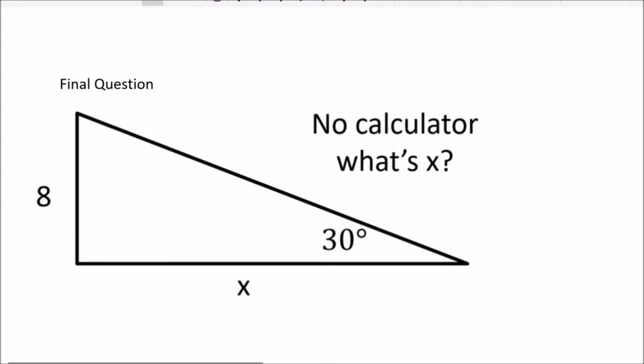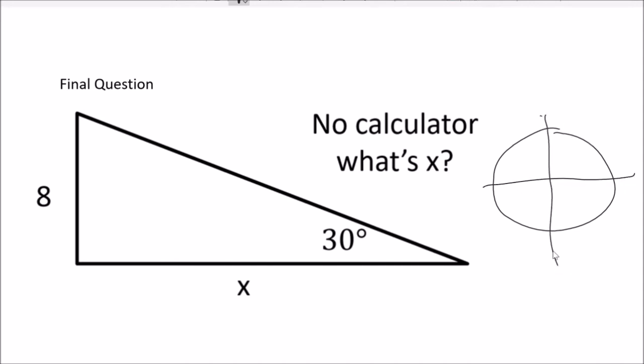And notice I'm asking you what's x, but I'm saying you're not going to use a calculator on this one. You might want to pause the video and think about this. I think you could probably figure it out. Let's see if you can. What I'd want you to do here is relate this to the unit circle. And so knowing that's a 30-degree angle, we're talking about this spot right here.